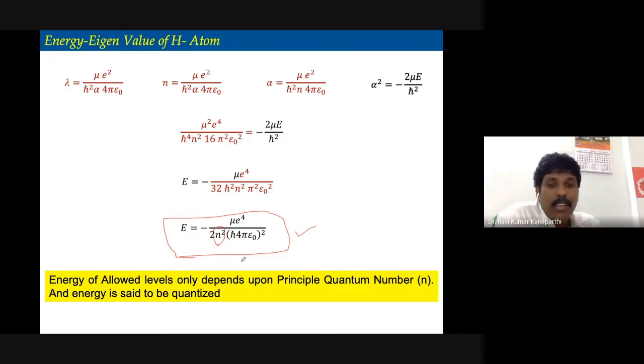And as you can see, what are the possible values for n? n can vary from 1, 2, 3, 4, and so on. Therefore, the energies can vary accordingly. You can have different energy levels. If n is not there, this is like a simple classical expression where there is no quantization. But here, the principal quantum number n is quantized. It can take either 1 or 2 or 3 or 4 and so on, but not any other value. That means the energy of the hydrogen atom is quantized.